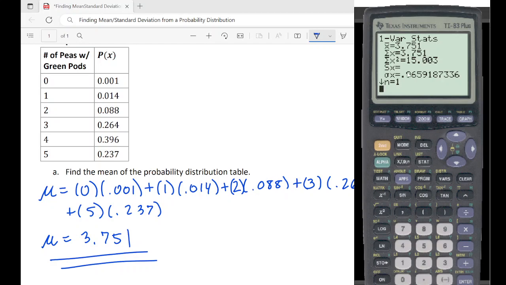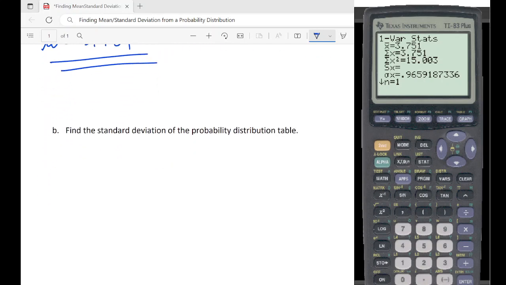Now we can go down here and see that sigma is given to us as well, 0.9659. So we know that sigma is going to be 0.9659. Now, that's all well and good, but what if you want to do it the long way? You want to actually set it up? Well, the setup is a little bit long, but I'll start it off for you.